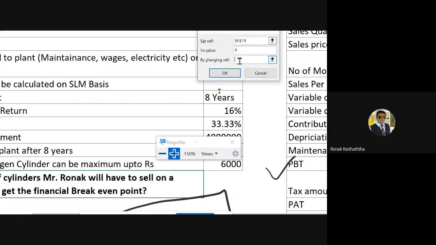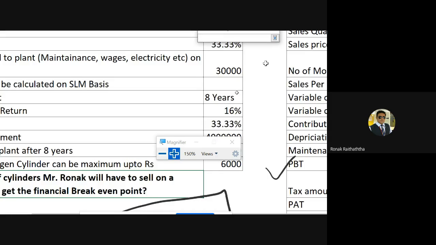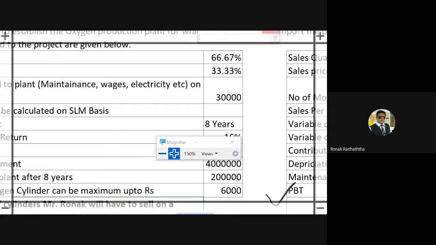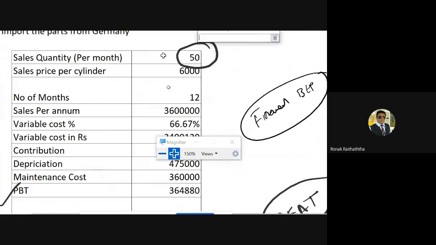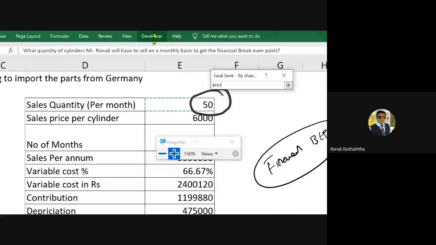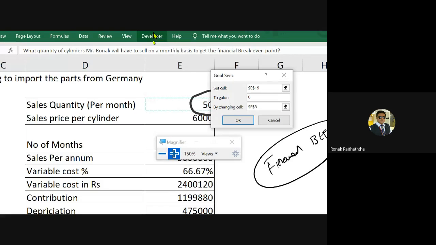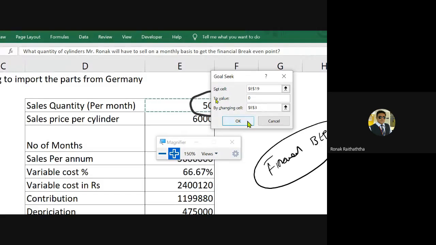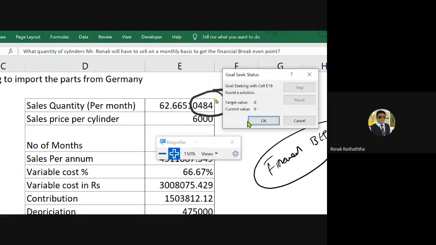And now to get this value, which cell do we want to change? We want to change the cell which is the quantity sold on a monthly basis. So click over here and I'm selecting the cell which is per month quantity, that is 50. Now E3 is the cell where I have written 50, selecting that cell, pressing OK. Now you won't have to do anything, just press OK, my friends.